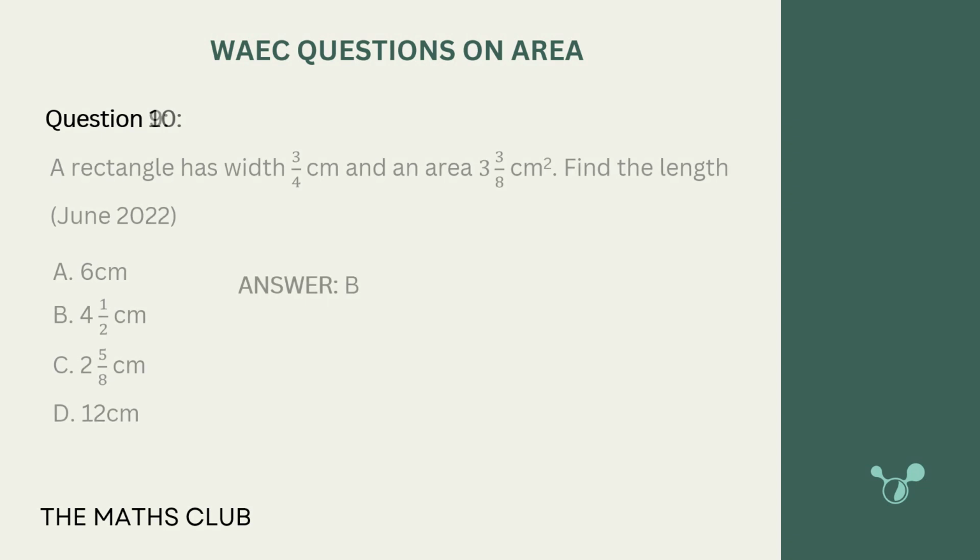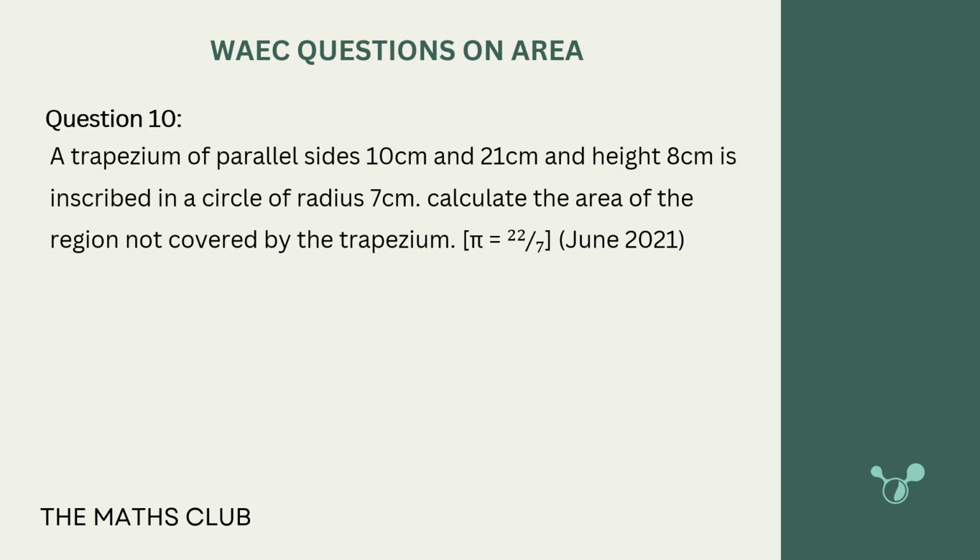Great. Question 10 says that a trapezium of parallel sides 10 centimeters and 21 centimeters and height 8 centimeters is inscribed in a circle of radius 7 centimeters. Calculate the area of the region not covered by the trapezium. Take pi to be 22/7. Let's take it from June 2021. I want you to also pause the video like you have been doing and solve this, but let's solve it together.